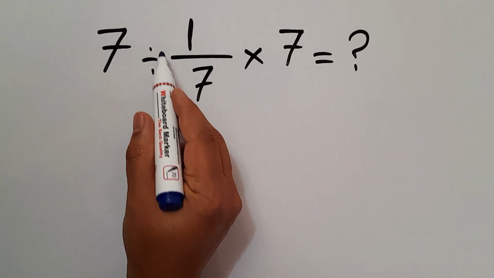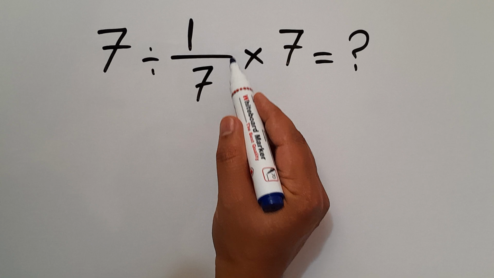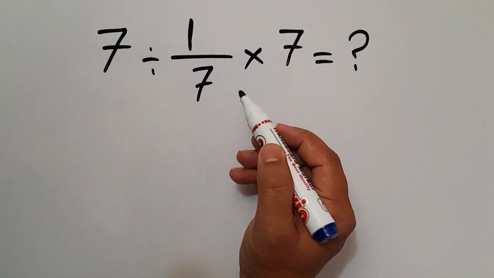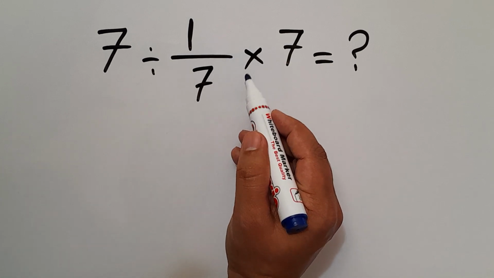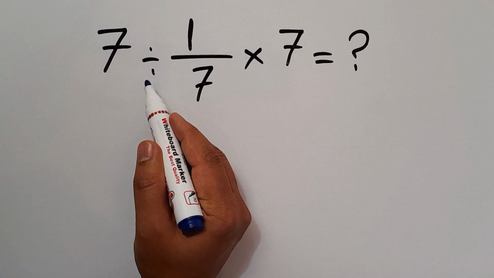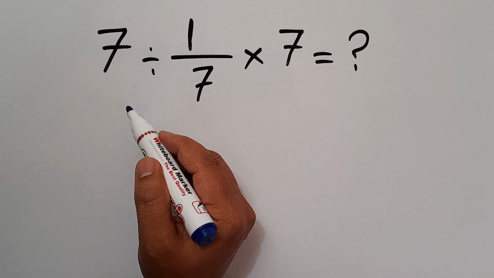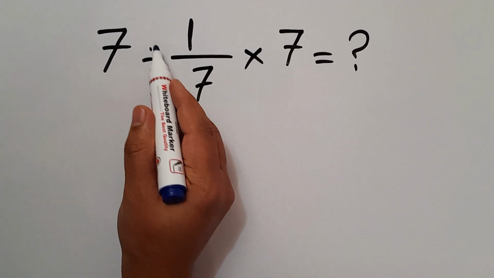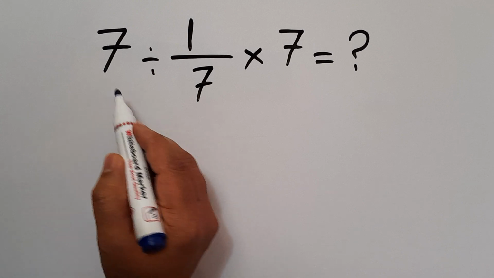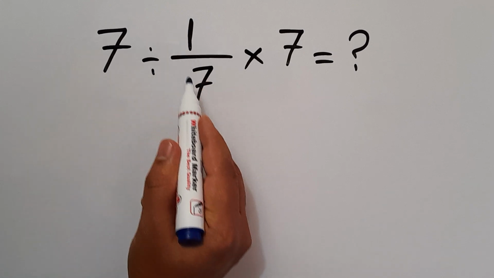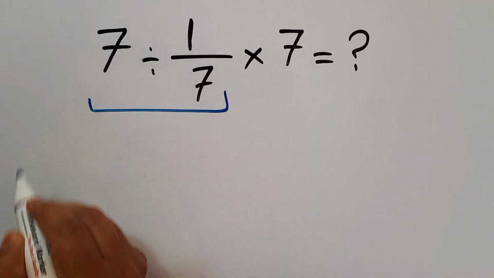In this expression, we have one division and one multiplication. According to the order of operations, multiplication and division have equal priority and we have to work from left to right. So first, this division, 7 divided by 1 over 7.